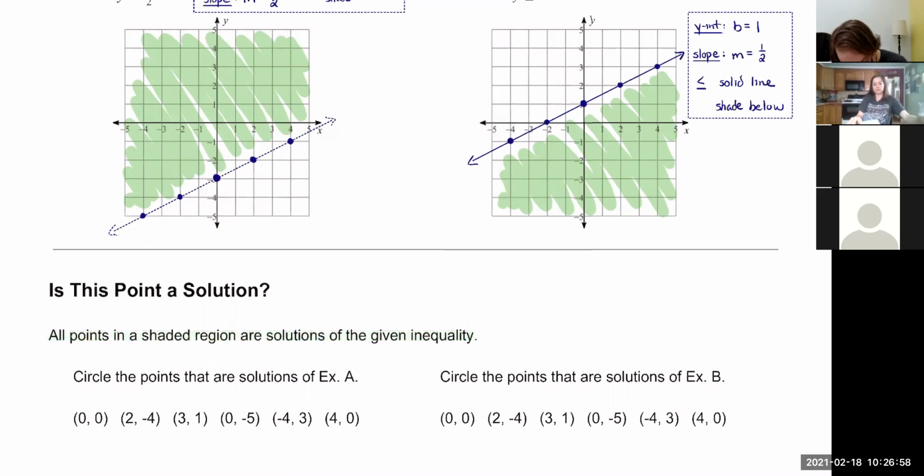Actually, I'm going to underline in particular, because I think that's going to make it pop a little bit more. So all points in a shaded region are solutions of the given inequality. So it's asking us to refer up to our examples A and B here immediately above them, asking us to circle the points that are solutions for example A. So if I was looking here, first ordered pair, 0, 0, is it a solution? Yep, I'm seeing a head nod. So yep, I would circle 0, 0.